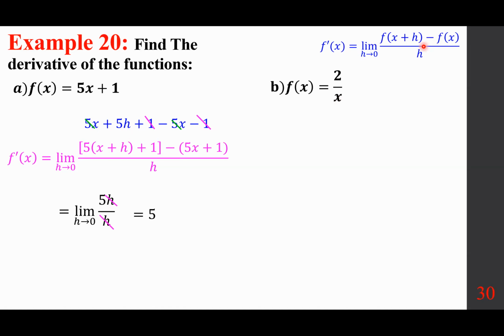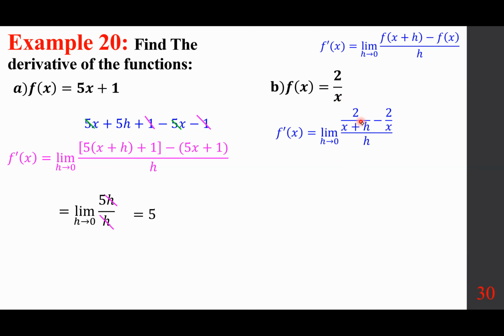We're going to write this for f of x equals 2 over x. So f prime is the limit as h approaches 0 of f of x plus h, 2 over x plus h, minus f of x, just write this, over h as h approaches 0. So again, this is f of x plus h. By the way, if you plug in, obviously you get 0 over 0.